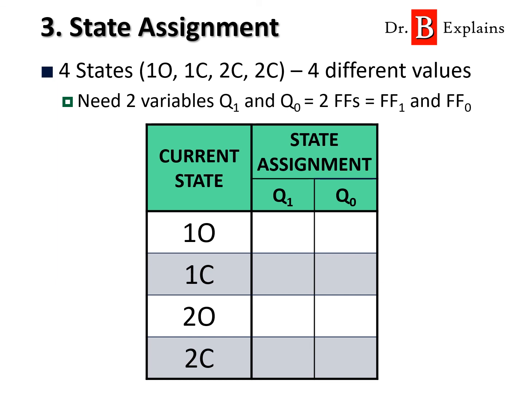we decided, or we figured out how many flip-flops we need, we can assign values to each of these. So I'm going to assign, I always say 0 0, 0 1, 1 0, and 1 1. I usually like to follow this order because it becomes easier when doing each of the tables.